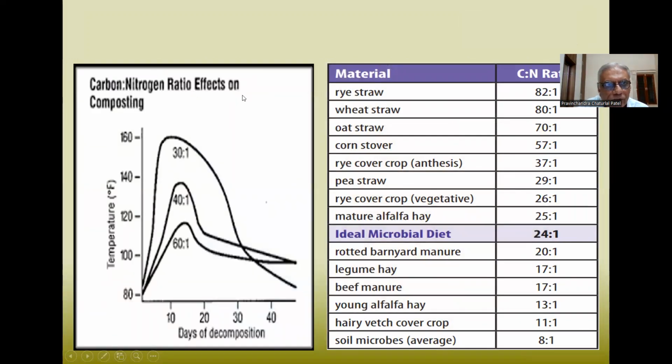So carbon nitrogen ratio effect on composting. When there is a narrow CN ratio, then decomposition rate is faster. When there is a higher CN ratio, then it requires more time. So the ideal microbial diet is CN ratio 24:1. You can see that in straw, the ratio is wider, whereas in legumes like cowpea, alfalfa, and vegetables, it is lower, and in microbes, the CN ratio is 8:1.